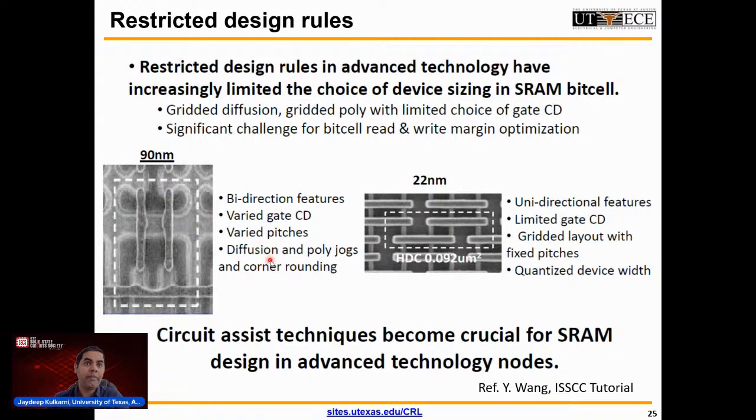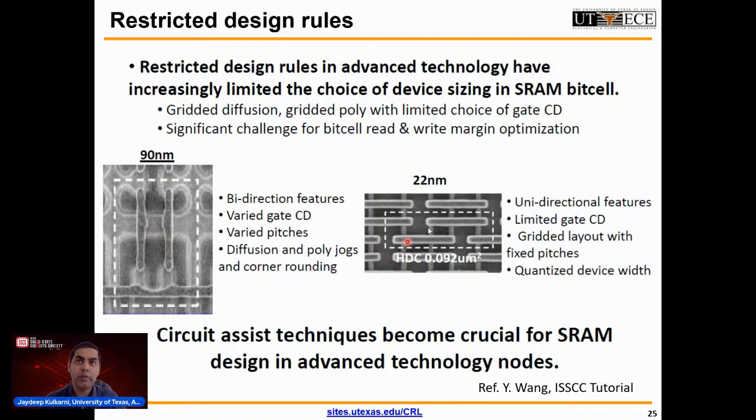And there used to be diffusion and poly jogs and corner rounding effects. As you can see here, there are some corner rounding effects. This is the diffusion region, and the poly is crossing this diffusion, forming the two PMOS transistors here. So many such imperfections were happening in a 90 nanometer technology node.